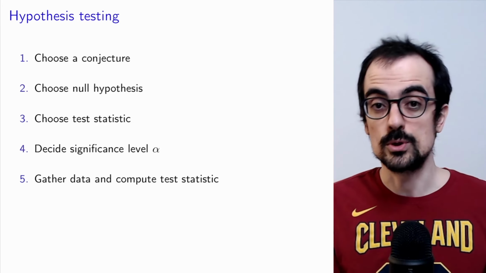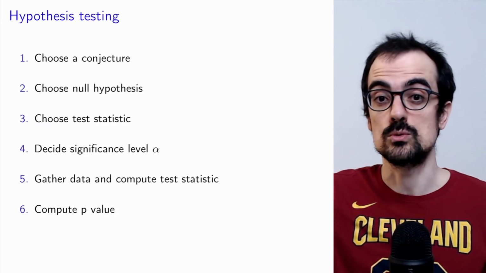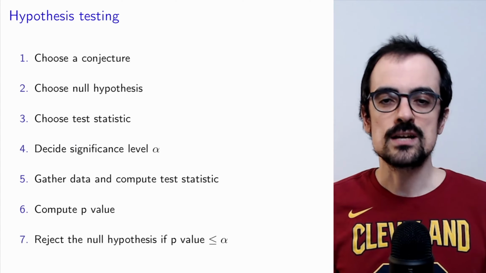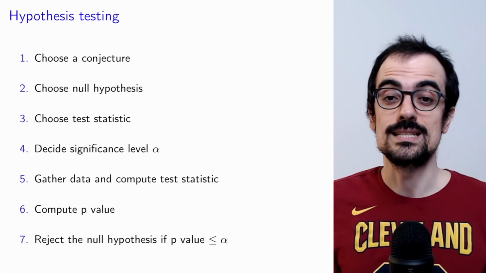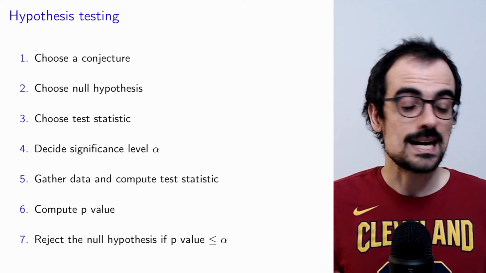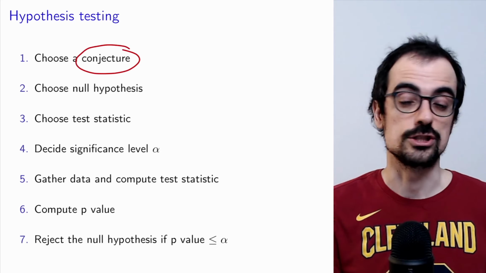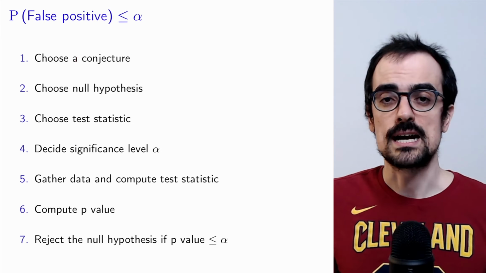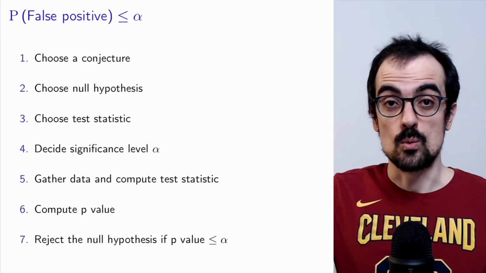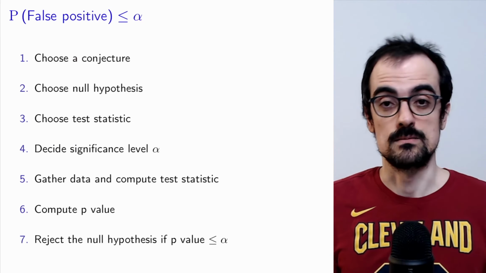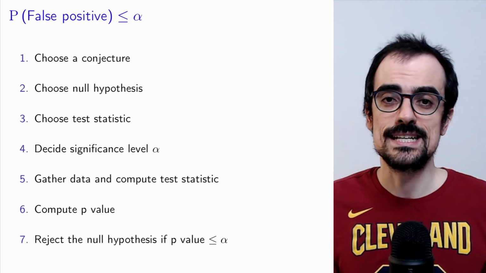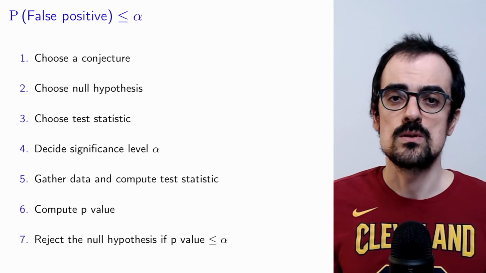We gather our data, we compute the test statistic, and then we compute the p-value corresponding to the test statistic. The p-value is going to be small if the test statistic is large. We then check whether the p-value is smaller or equal to the significance level. If that is the case, we reject the null hypothesis, which is interpreted as evidence in favor of the original conjecture. If we do all of this, we're guaranteed that the probability of a false positive, the probability that we reject the null hypothesis when it holds, is bounded by alpha, by 5%, if that's what we have set the significance level to be. The whole framework is set up to protect ourselves from false positives.